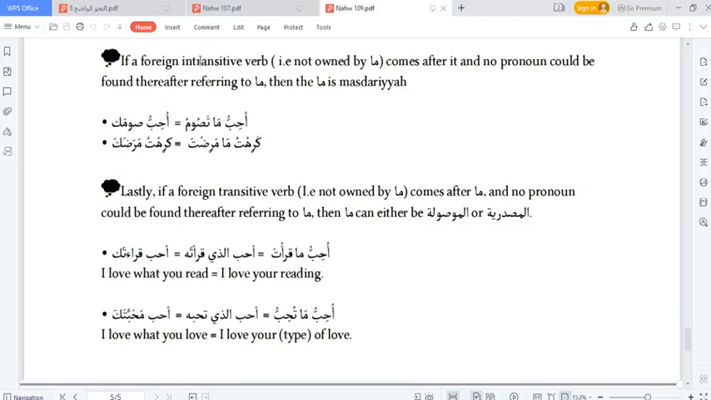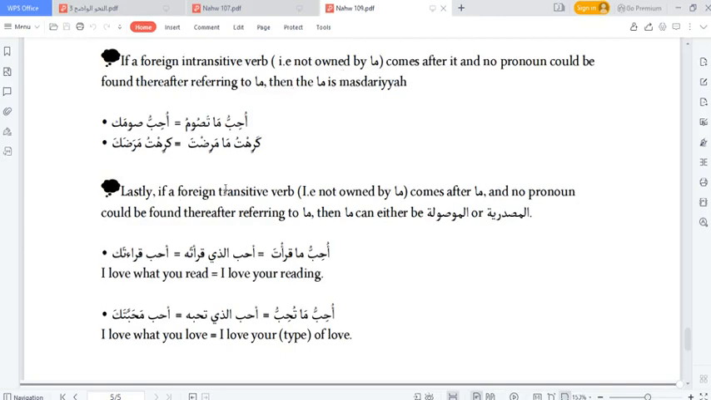See here, we said if it's a foreign intransitive verb, then it is intransitive. So note that this is a keyword. It is fi'l ajnabi, meaning it is a verb. It's a verb definitely, and it's coming after the ma, but it is intransitive, meaning it does not have maf'ul bihi. So that's what we mean by foreign intransitive verb, meaning foreign in the sense that we can't see a damir that is going back to the ma, and it is intransitive in the sense that it does not have a maf'ul bihi. I hope that is clear. So in this context, the ma will be ma masdariya.